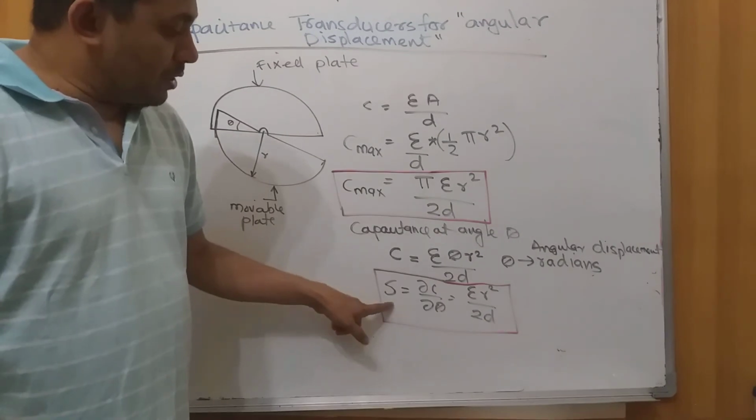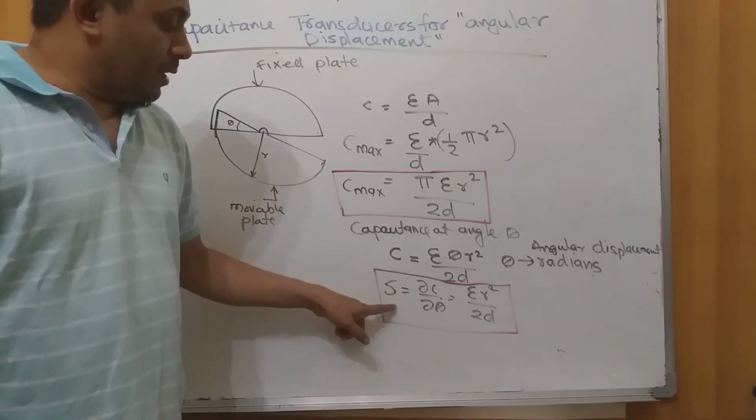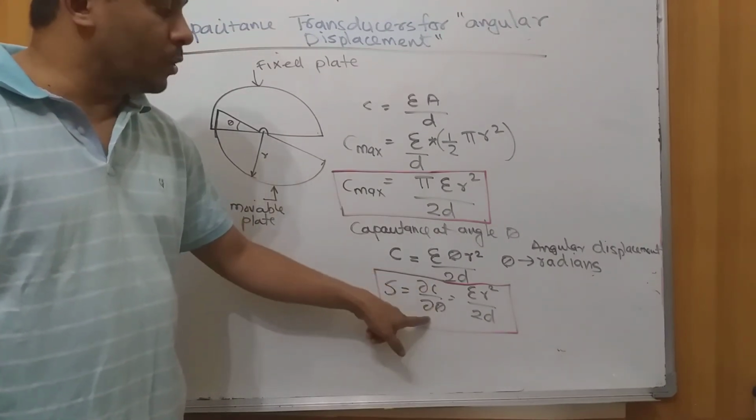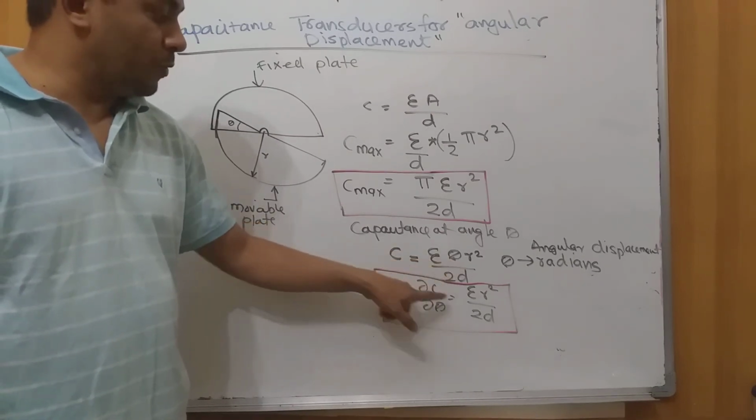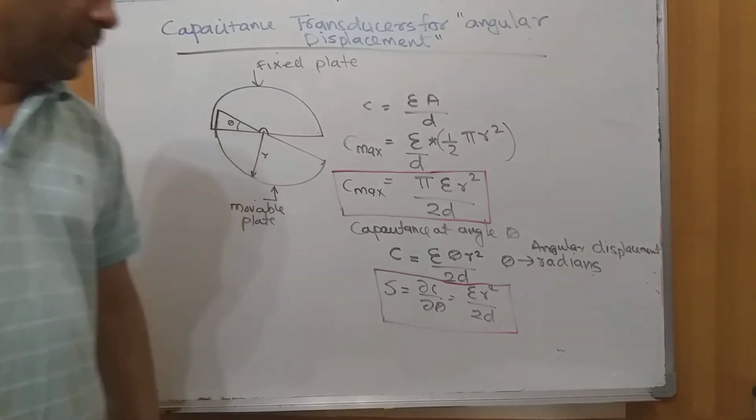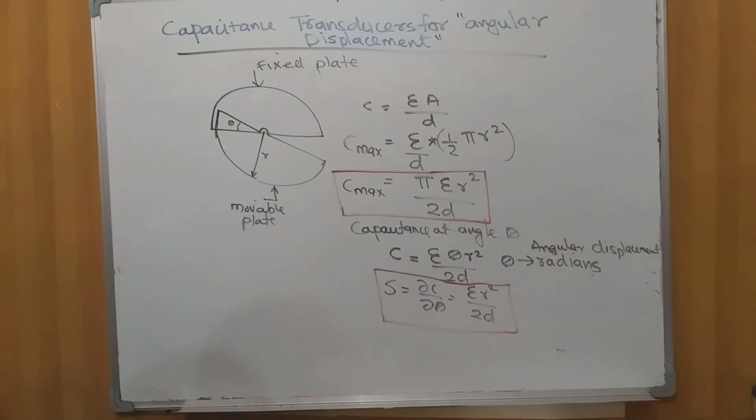Now the sensitivity can be calculated by the equation S equal to dou C divided by dou theta, since this is the only parameter which is changing. So we get the equation epsilon r square divided by 2 times d.